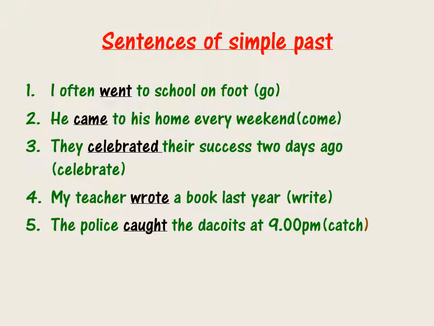Okay, these are some of the sentences of simple past tense that I did in my first video. That was video number 1 about tense. So you can pause the video here and check out your answers. I'll tell you the first one: I often dash to school on foot. The verb which I gave here is go. So you can see the verb go, went, gone. What will come over here? Went. The second is: he dashed to his home every weekend. The verb is come. So what will come? Came. He came to his home every weekend.